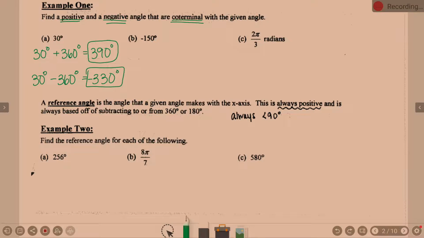Are those the only two right answers for this problem? No. They're the obvious right answers, yes. They're the easiest go-to answers. But if you want to get fancy, could you give bigger answers? Yeah. Add 360 again to 390. Add 360 a couple more times. Those are equivalent answers.